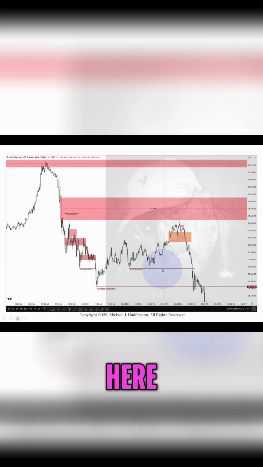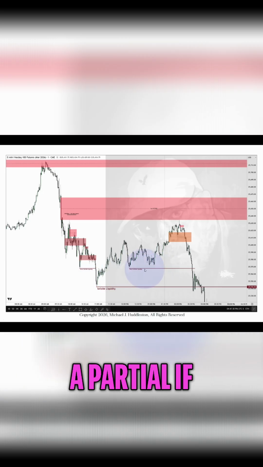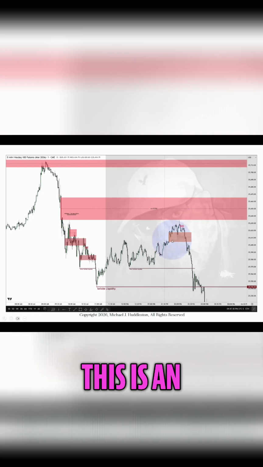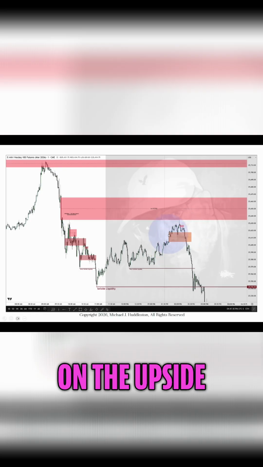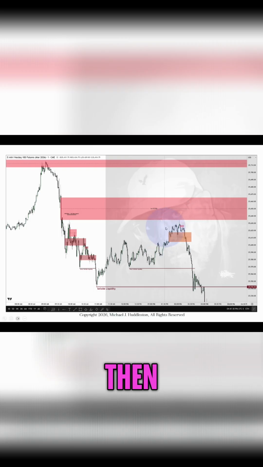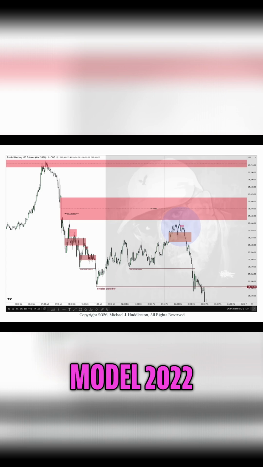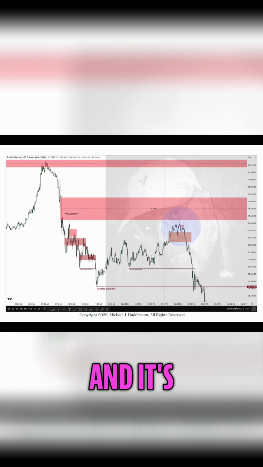So these lows here are perfect partials, perfect candidates to take a partial if you're shorting up here. This is an inversion fair value gap because it's the last major displacement on the upside before it hits a premium array, and then it folds over. That right there is your model 2022, just on a very small time frame, and it's the first fair value gap after the rotation over.